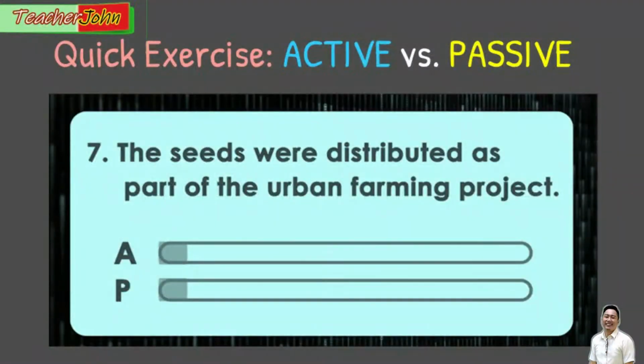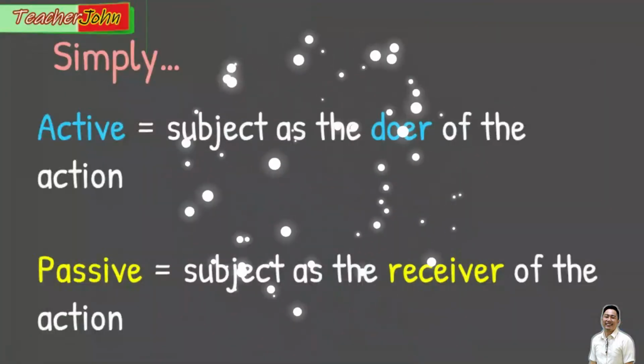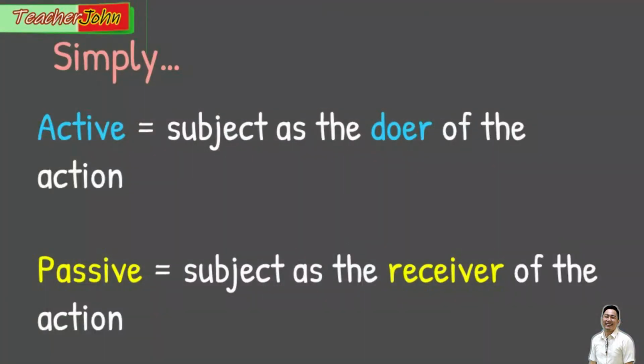And number 7. The seeds were distributed as part of the urban farming project. If your answer is letter P, passive, then you are correct. Again, active, subject as the doer of the action, and passive, subject as the receiver of the action. Remember, voices of the verb focus on the function or role of the subject, being either the doer or the receiver of the action.